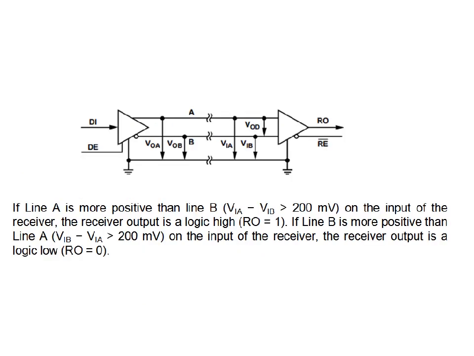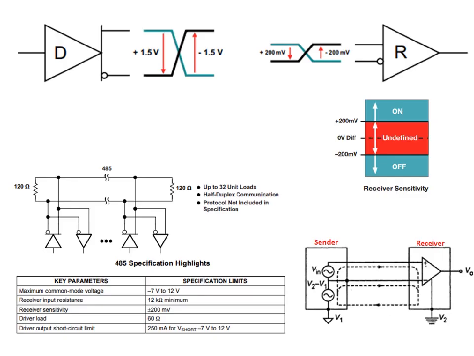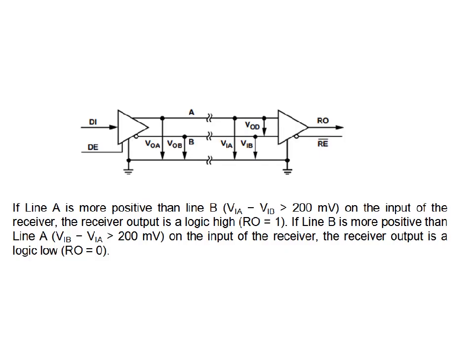Here, whenever logic 1 is sent by the transmitter, VOA is greater than VOB. At the receiving end, for logic 1, VIA minus VIB is greater than 200 millivolts, and for logic 0, VIA minus VIB is less than 200 millivolts. The receiver will sense this difference, and it is converted to the logic levels.